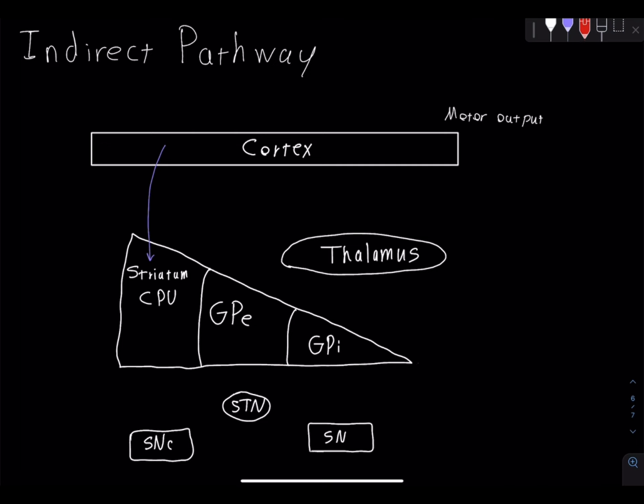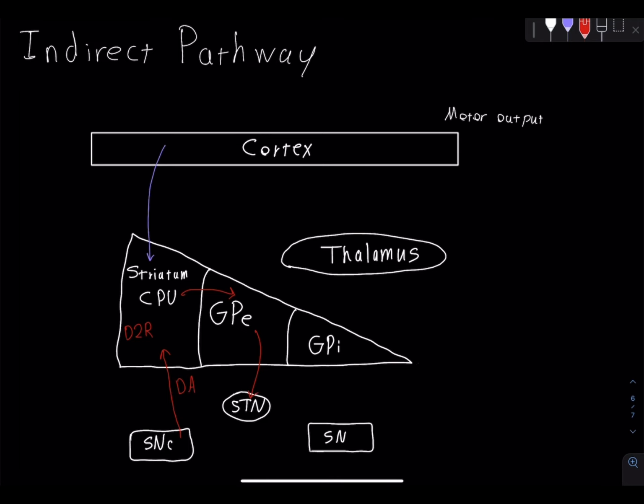Now, when you send dopamine to a dopamine 2 receptor, it's going to cause an inhibition of the cell that's receiving dopamine. So the striatum is going to be inhibited, even though the substantia nigra is still sending the same molecule, dopamine. Then this striatum is going to then inhibit the external globus pallidus. Now, the external globus pallidus is usually going to be inhibiting the subthalamic nucleus.